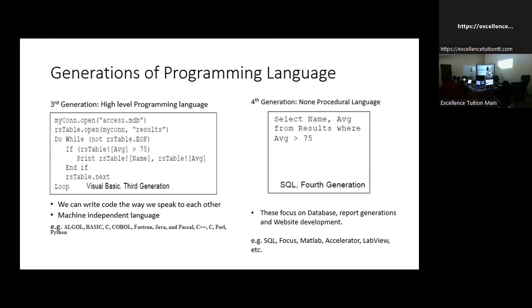Now, with third generation programming languages, for the first time, we could begin to write code in the way we would speak to each other. It was machine independent. There are no ones and zeros there. There are plenty of examples of this, and that's what you guys are going to be doing now. Look at the examples.